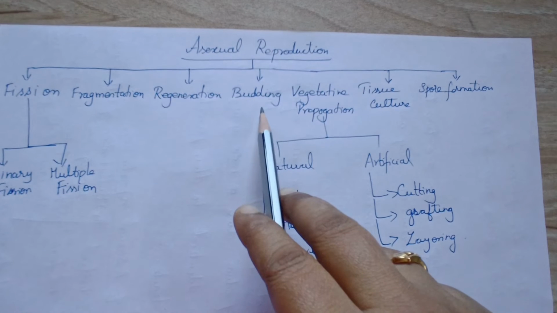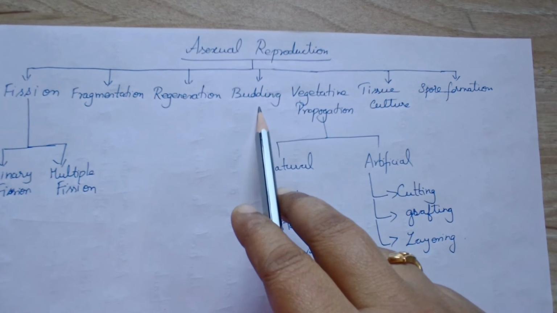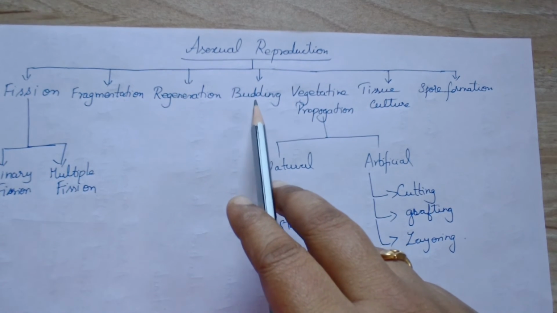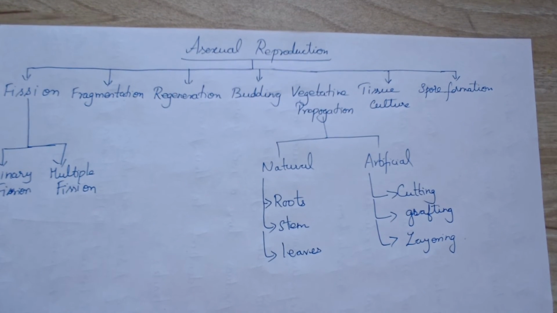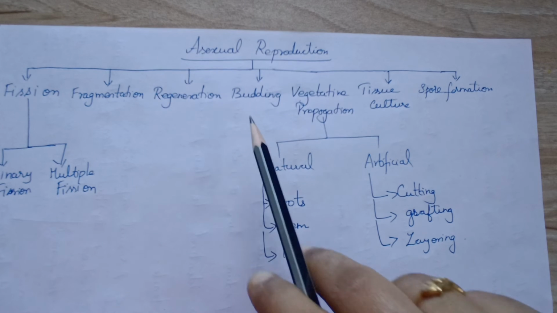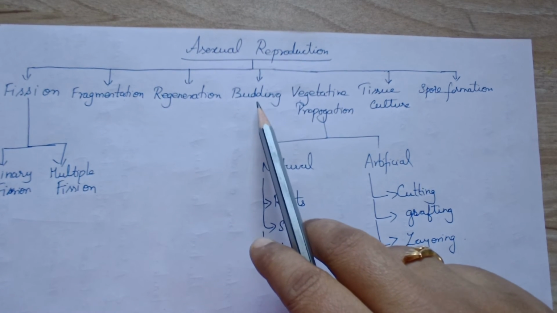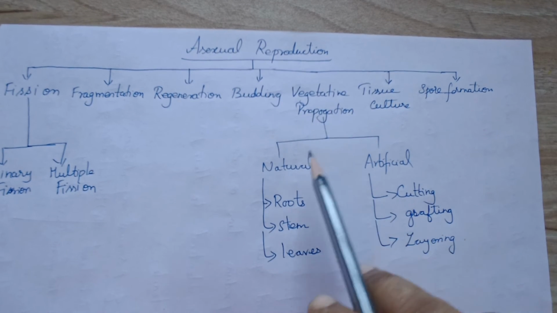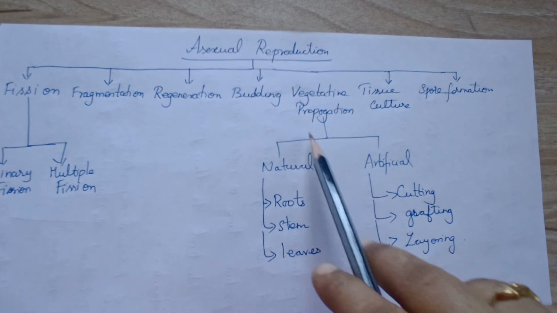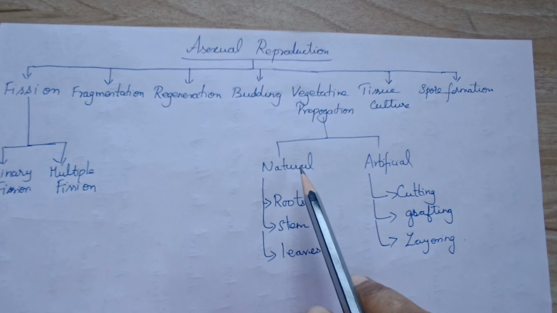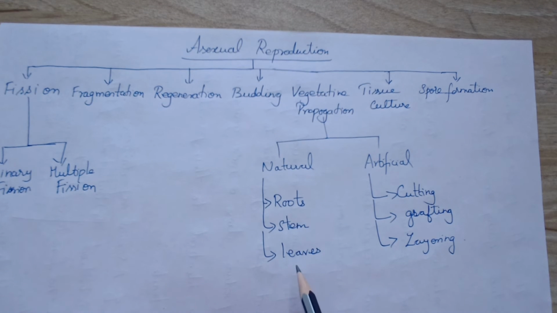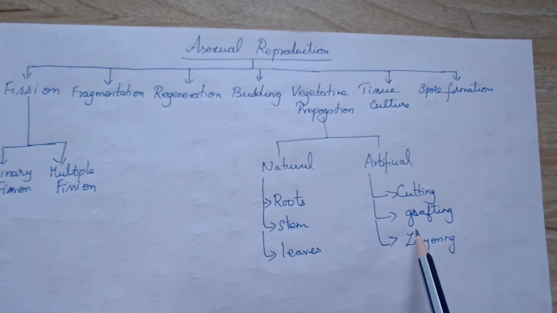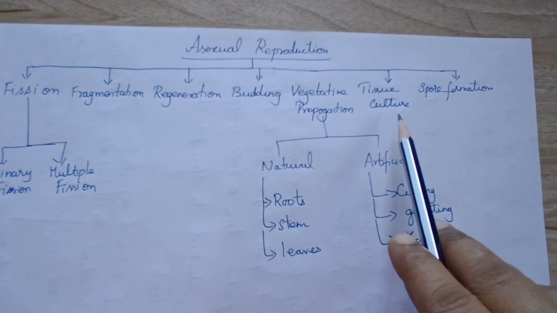Next, budding. Small buds will be formed; in some places the cell growth will be rapid, a small bud forms, and once it has grown, it detaches and grows as a new one. Next, vegetative propagation. Natural vegetative propagation is the normal thing, grown by roots, stem, leaves and so on. Artificial vegetative propagation can be done by cutting, grafting and layering. Next, tissue culture.